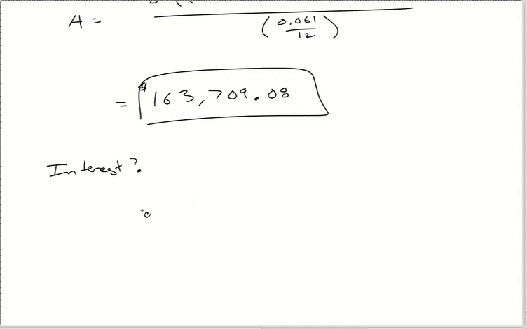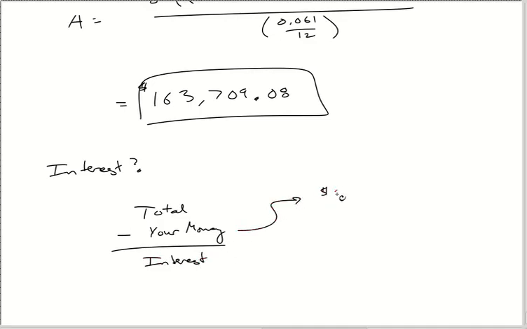So how you're going to do this is you're going to take the total amount that you had in the account minus how much you put in, your money, and that should be the interest. So how much money did we put in? Well, we put in $80 a month, 12 months in a year, 40 years of working. I actually don't have it with me, so let me use my calculator. 80 times 12 times 40, and I got 38,400. Only $38,000. That's not too bad.